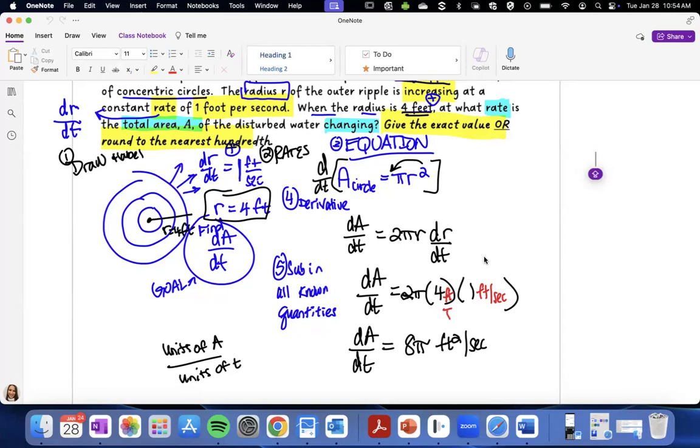Okay. And so if I go ahead, you can get your calculators handy for today. You'll need that. If I pop that in on the calculator, I get 8 pi is about 25.13 feet squared per second. Okay, so whichever one you want to do, but go ahead and write them both since we're in the notes.